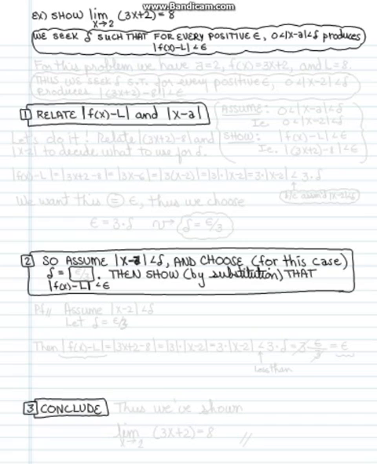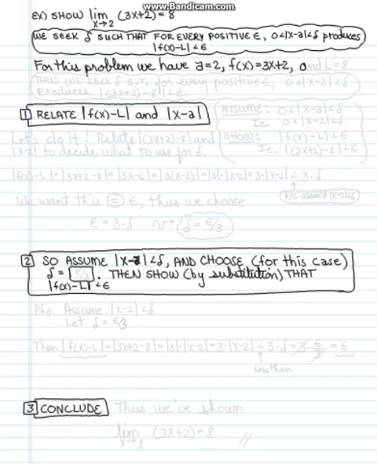We seek delta such that for every positive epsilon, 0 less than the absolute value of x minus a less than delta produces the absolute value of f of x minus L less than epsilon. Okay, let's continue. Here, for this problem, we have a equals 2, f of x is 3x plus 2, and the limit L is equal to 8.